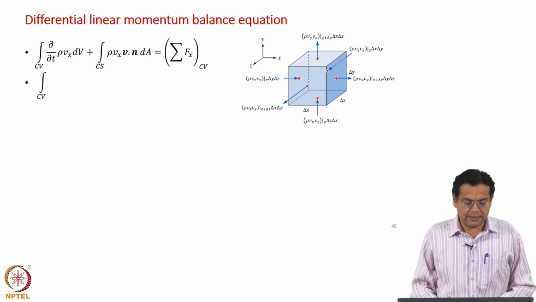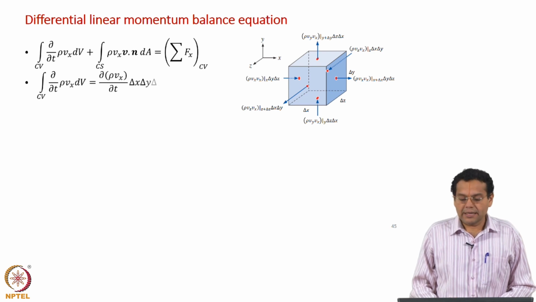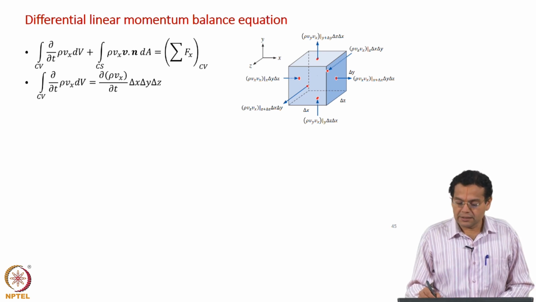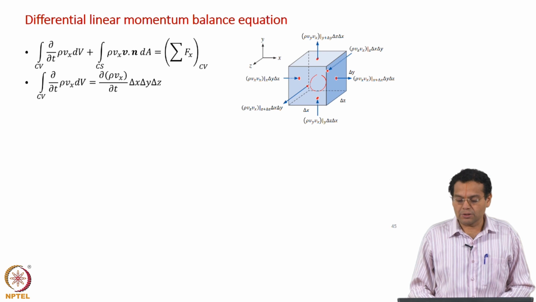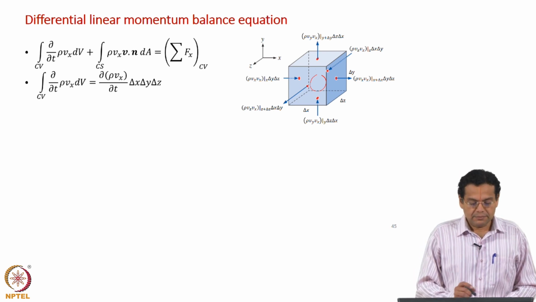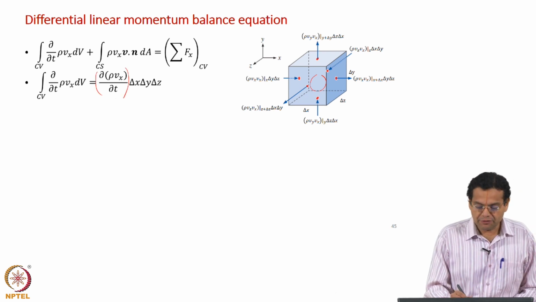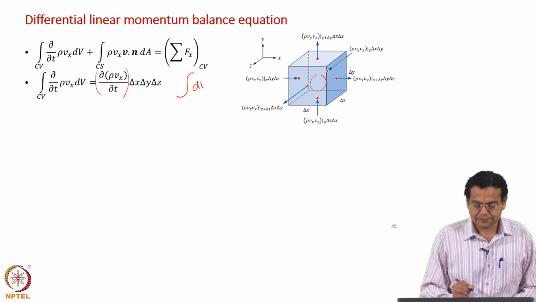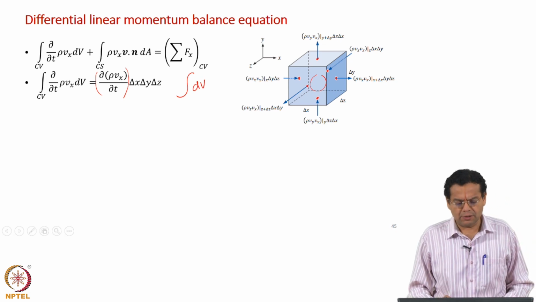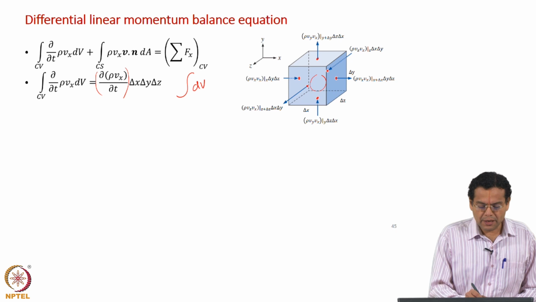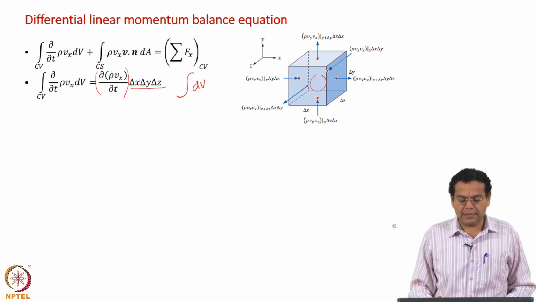Now, let us take the rate of change of x momentum term. We will take an average density and x velocity in this small control volume, and because it is average, it is just a constant. So, I take the time derivative out of the integral, and what is left is integral dV, which is the volume of this control volume. Being a cuboid, this volume is delta x, delta y, delta z.